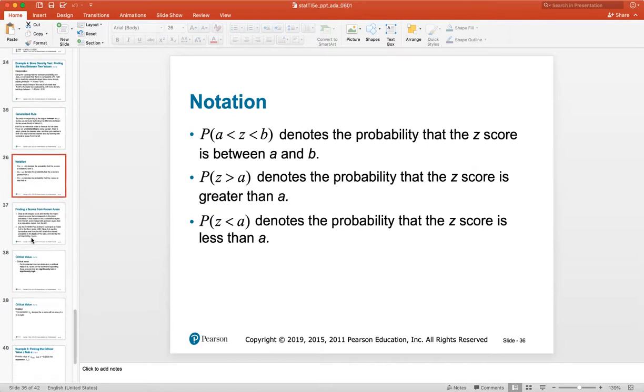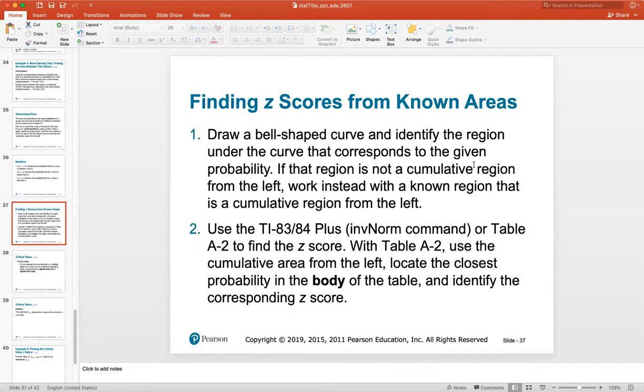Now, finding the z-score from a known area. This is the opposite. The area is given, and the problem may ask you to find the z-score. How can I do that? We use the inverse norm. See the inverse norm right there.